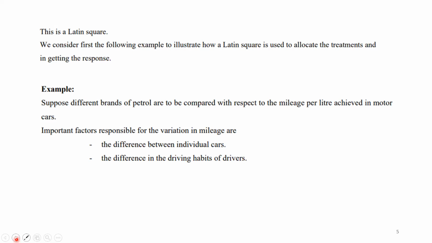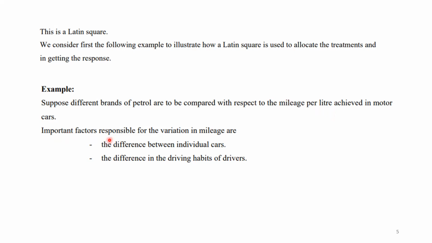We considered first the following example to illustrate how a Latin square is used to allocate the treatments and in getting the responses. So here you have an example. Suppose different brands of petrol are to be compared with respect to the mileage per liter achieved in motor cars. So they have used 4 petrols. They are checking mileage per liter by using different motor cars.